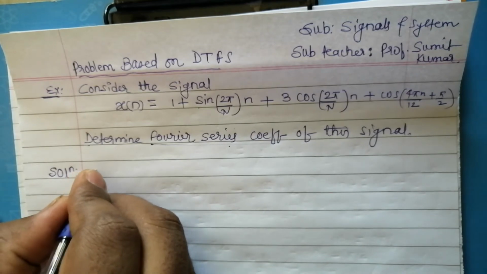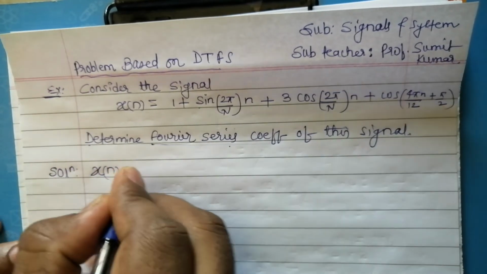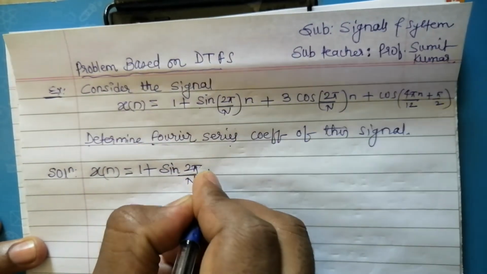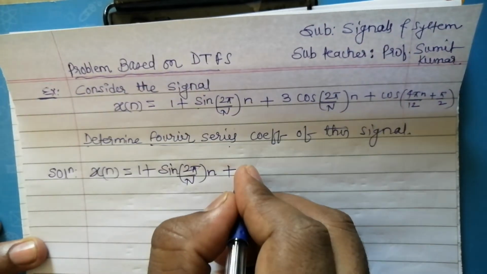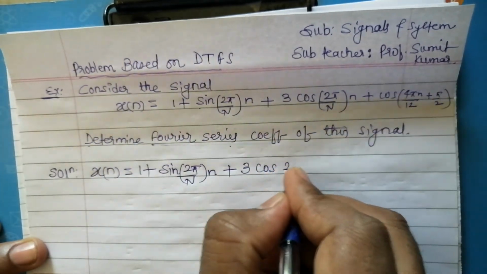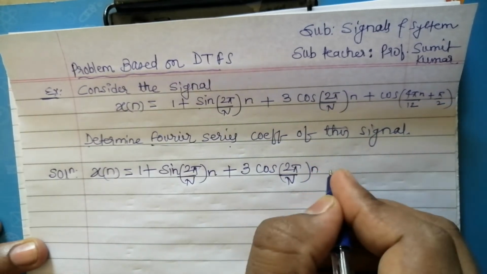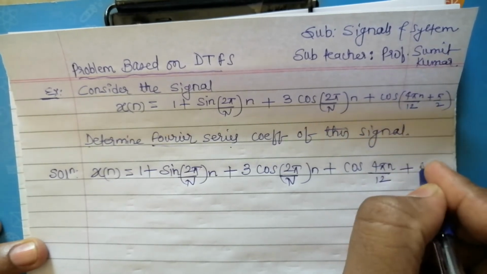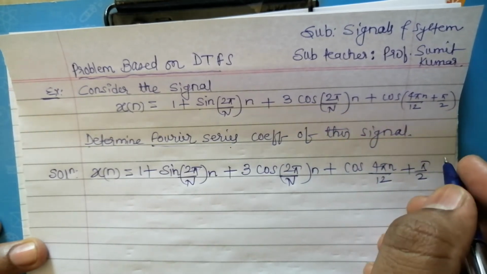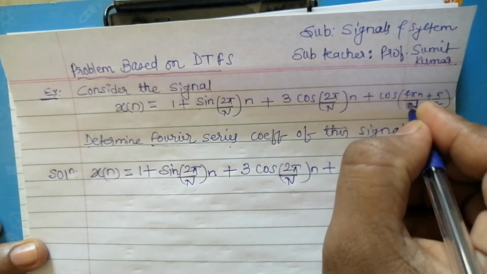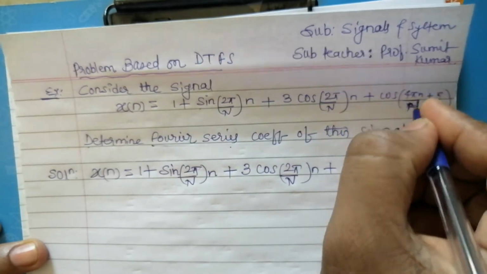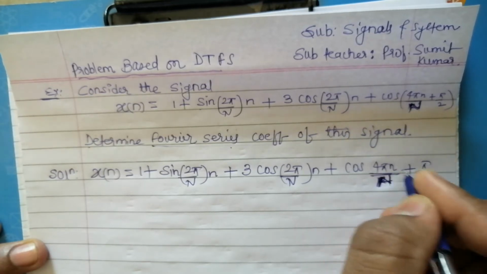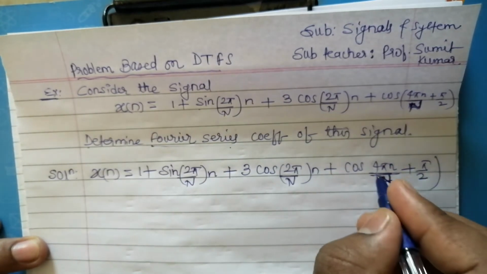First of all, write down the given x of n function, which is 1 plus sine 2 pi by n into n plus 3 cos 2 pi by n into n plus cos 4 pi n by 12 plus pi by, sorry, this is not 12, this is n. Because it is 2 pi by n into n, make that correction. So this is 4 pi n by n plus pi by 2.